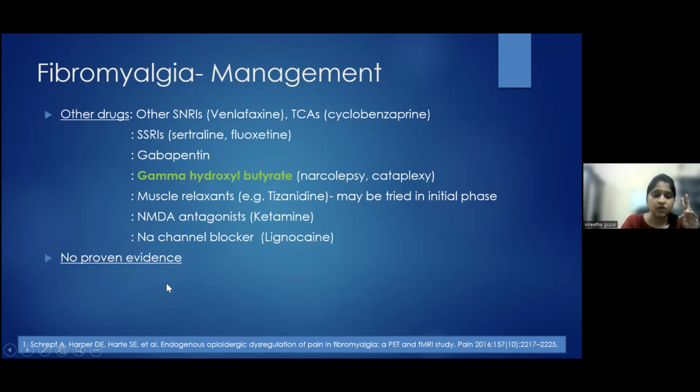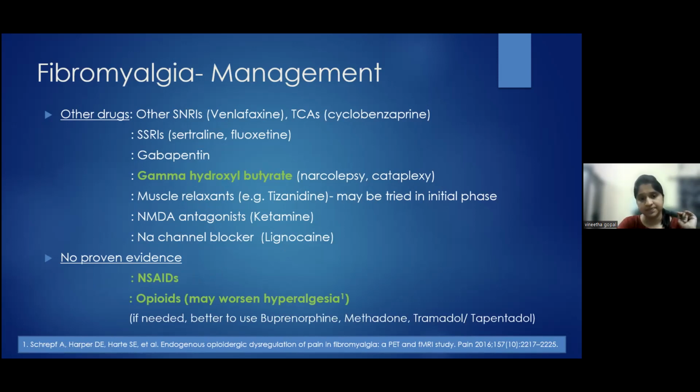Now, can you name the drugs that we commonly use for pain, but with no proven evidence in fibromyalgia? One is NSAIDs, the other is opioids. In fact, this article says that opioids may worsen hyperalgesia, especially morphine, because some people have found that the basic biochemical milieu in fibromyalgia is very similar to opioid-induced hyperalgesia. So if you give further opioids, it may actually worsen the hyperalgesia. I have given the reference here, you can go back and read. If needed, it is better to use opioids with other mechanisms of action rather than pure mu agonist activity, like buprenorphine, methadone, tramadol, and tapentadol. It is better not to go with the pure mu agonists like morphine and fentanyl.